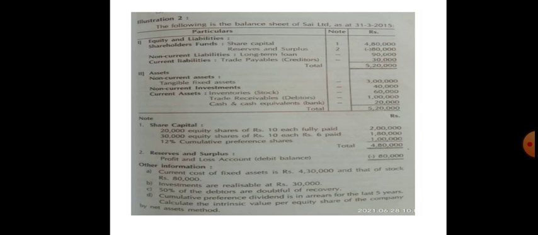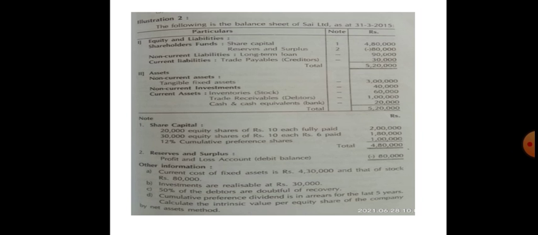Under equity and liabilities, the share capital in note number 1 is 4,80,000. How did this 4,80,000 come? It is given in the note under this balance sheet. The note gives 20,000 equity shares of rupees 10 each, fully paid, rupees 2 lakh. 30,000 equity shares of rupees 10 each, rupees 6 paid, 1,80,000. It means out of the 10, only 6 is paid for these 30,000 equity shares.